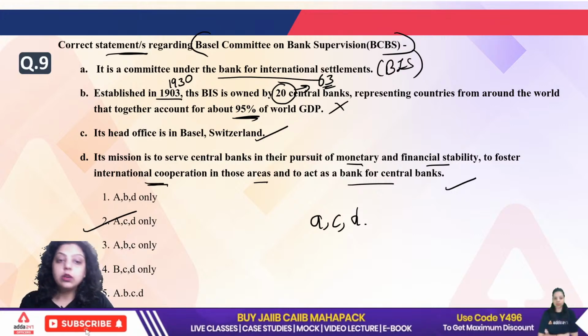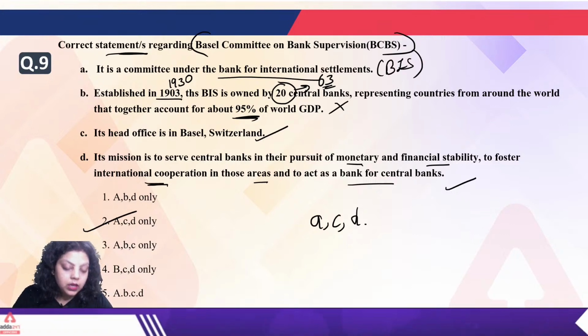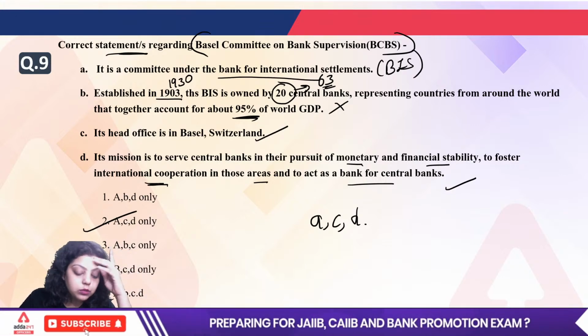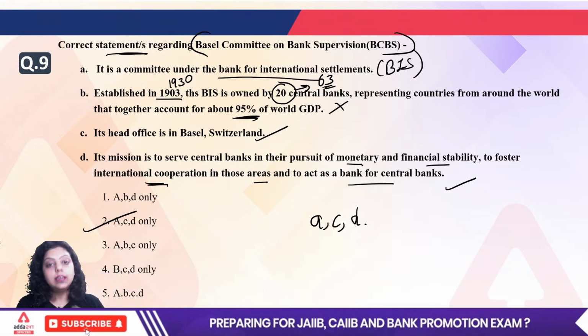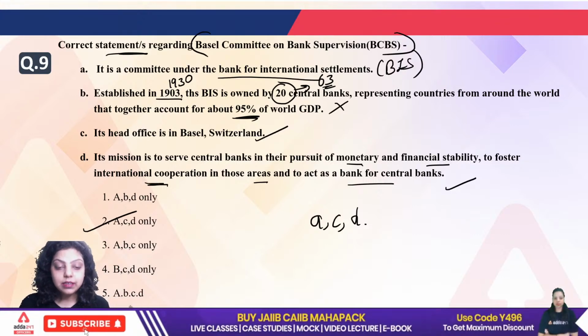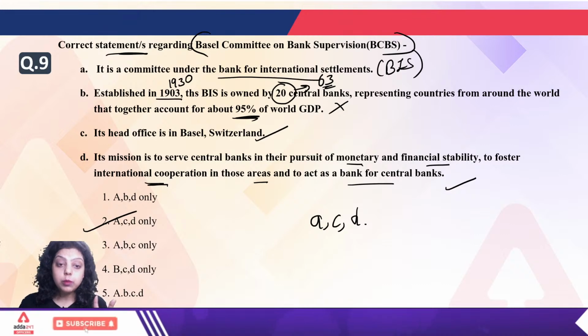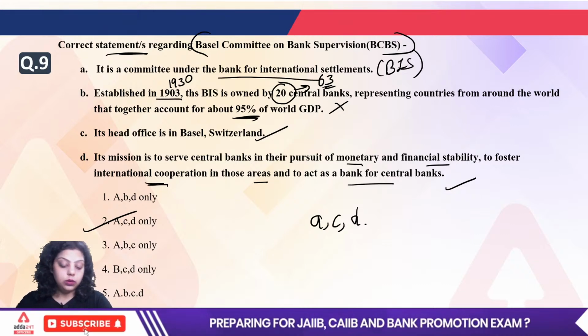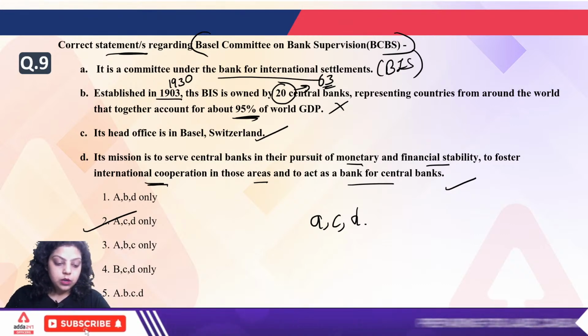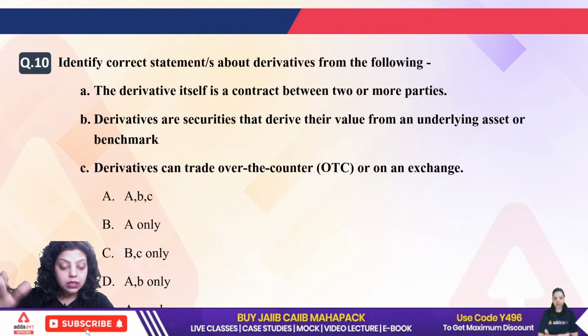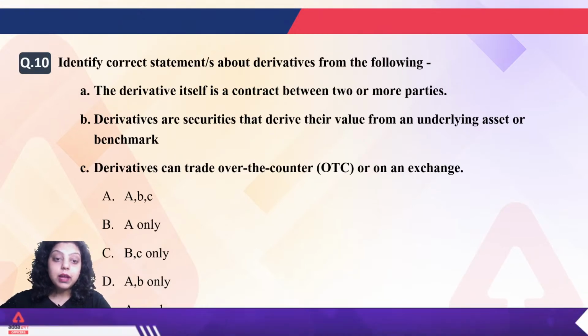Right answer will be your second, not 5. That is A, C and D, because the second statement is wrong: BIS was established in the year 1930 and 63 central banks are its members right now. So the right option is B, that is A, C, D only. Clear? So BIS acts as a bank for the central banks of different nations.